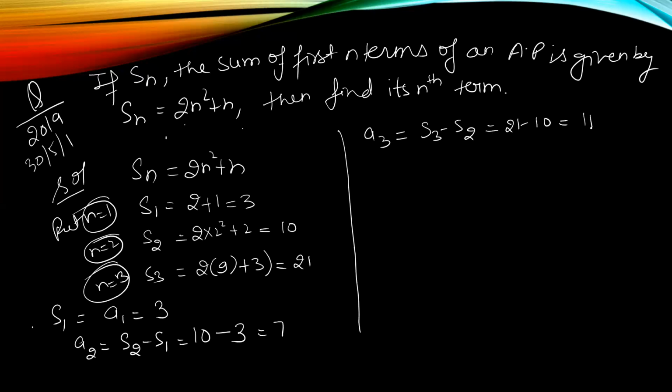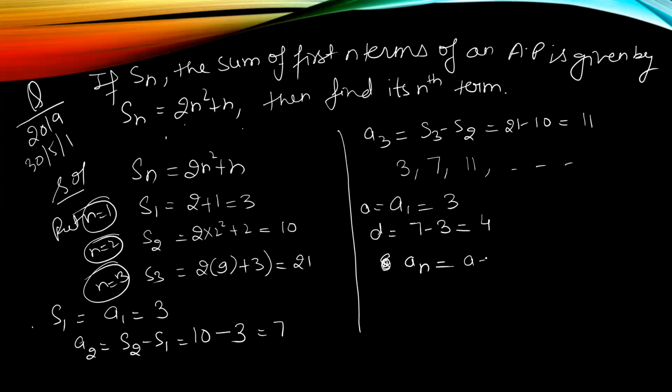Now, just write down the sequence. Your first term is 3, second term is 7, third term is 11, and so on. So your A1 is 3, or you call it A. Your common difference is going to be 7 minus 3, which is 4. Now you need to find the nth term, which is An. So your nth term An is going to be A plus (n minus 1)D.